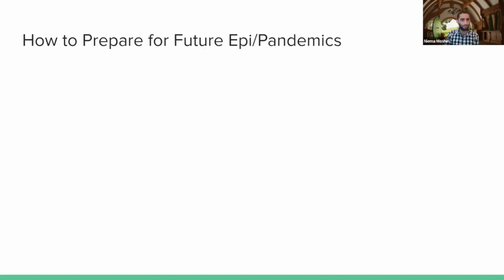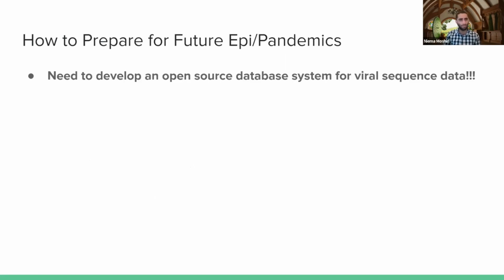But from my perspective, I think the biggest thing is we need to develop an open source database system for all viral sequence data. Right now, the whole world is using a platform called GISAID, which is a really good, nice system, but it has its flaws and it's not open. I can't contribute to it. I can't really modify anything in it. And you have to request access to it. It's not an open science type framework.